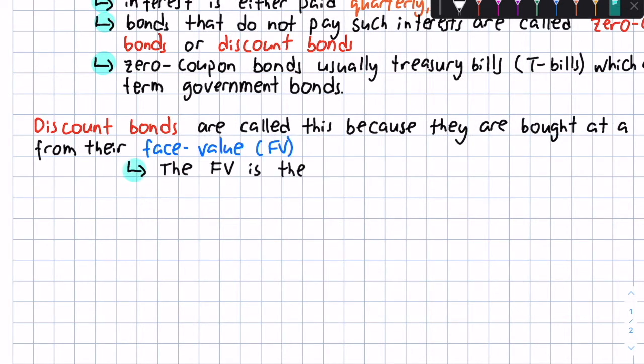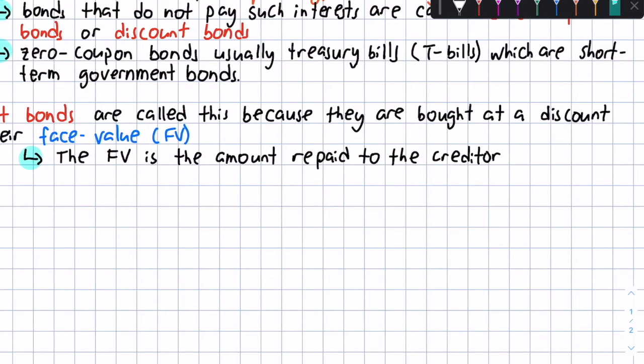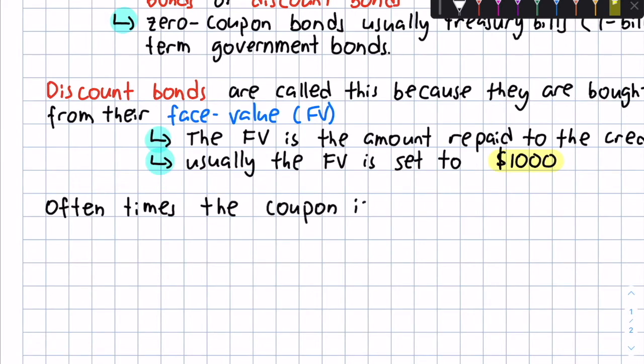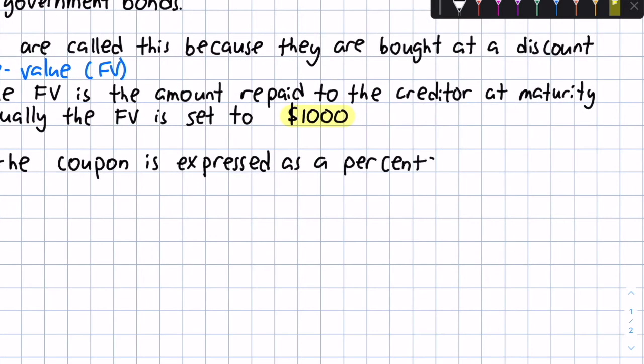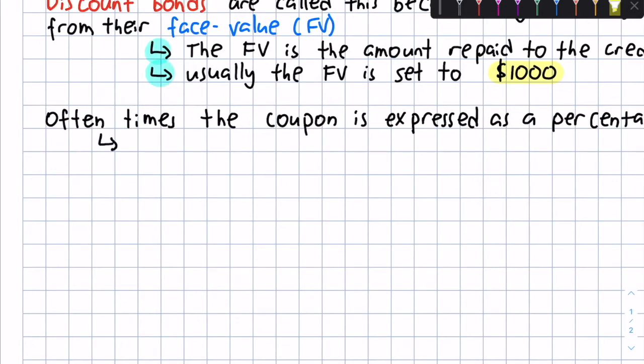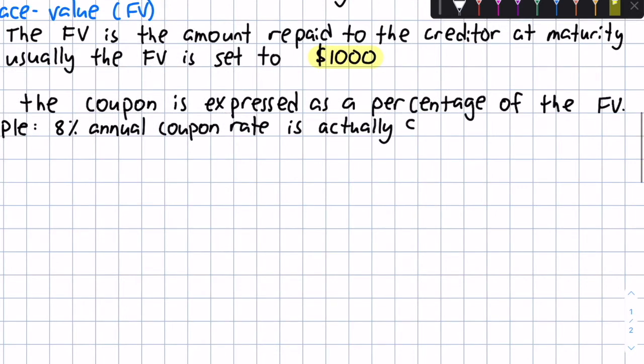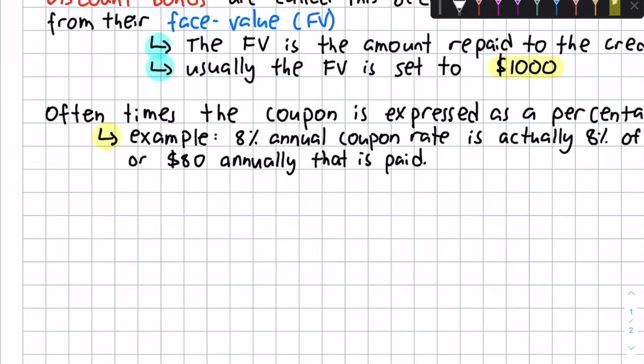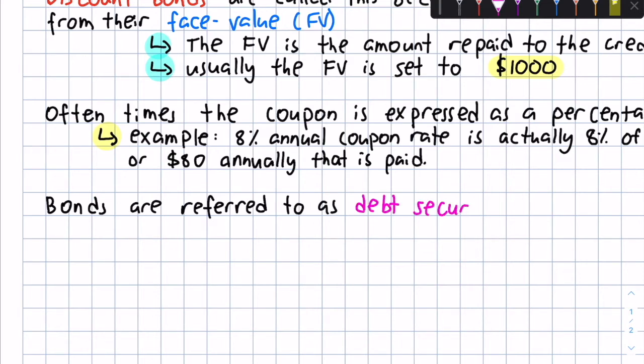So the face value is the amount repaid to the creditor at maturity. And it's usually, as standard, set to be $1,000, and it's discounted from this when you buy it. Oftentimes, the coupon or interest rate is expressed as a percentage of the face value. So for example, if we have an 8% annual coupon rate, this is actually 8% of the $1,000 face value, so we get $80 paid each year, and this continues until maturity.